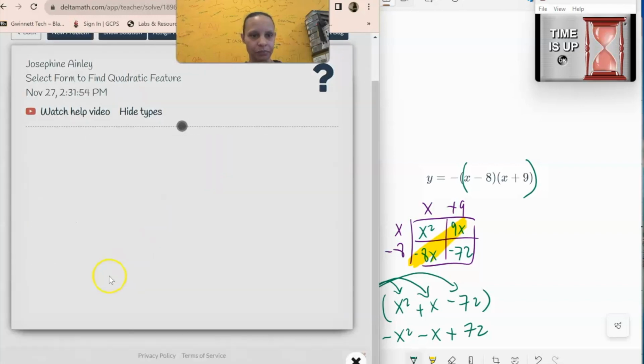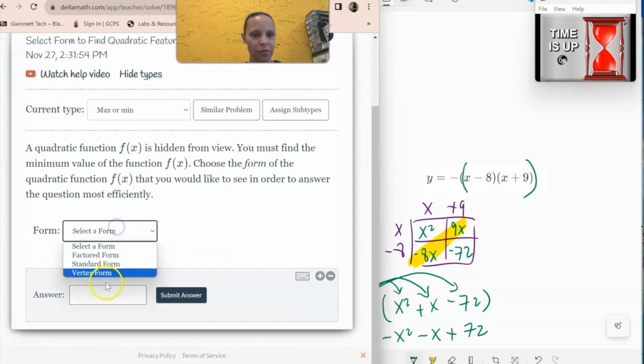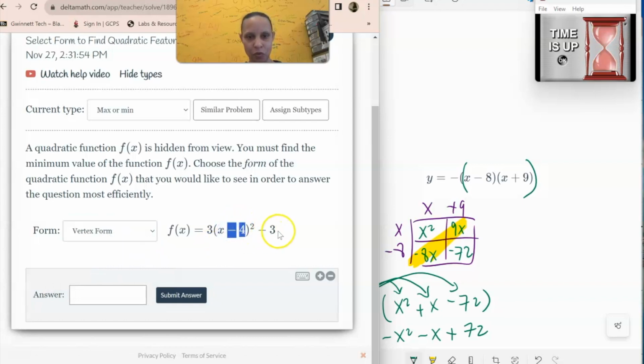Max and minimum. Right, so maximum minimum is always your vertex form. And again, my vertex happens at 4 and negative 3. Because they're only asking what value is my maximum or minimum, it happens at the y value of negative 3.